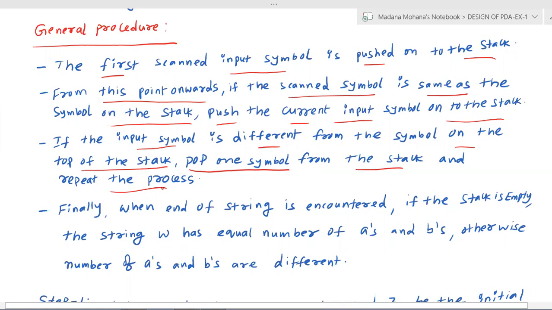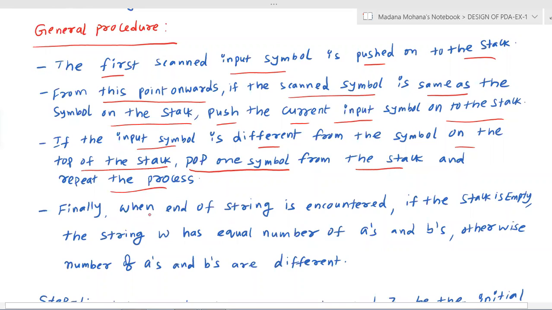First you have to scan any input symbol onto the stack. It may be either A or B. Next time, if your input symbol is the same as the stack top symbol, then you have to push. That means if input is A and stack top is A, you push. If input is B and stack top is B, you push. Whenever opposite symbols occur, that means if input is A and stack top is B, both are different, you have to pop. In reverse, if input is B and stack top is A, both are different, so we perform the pop operation.